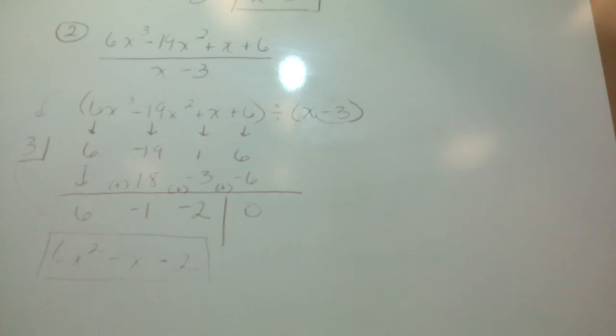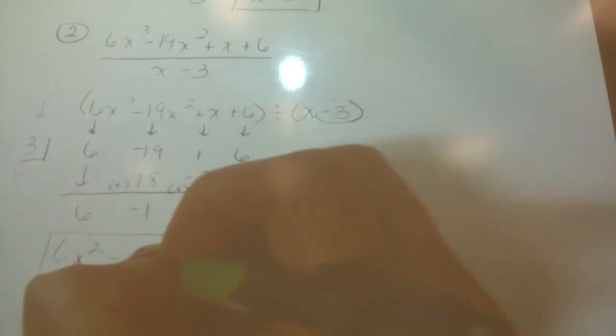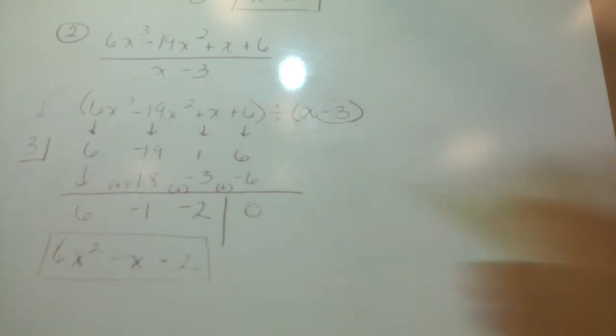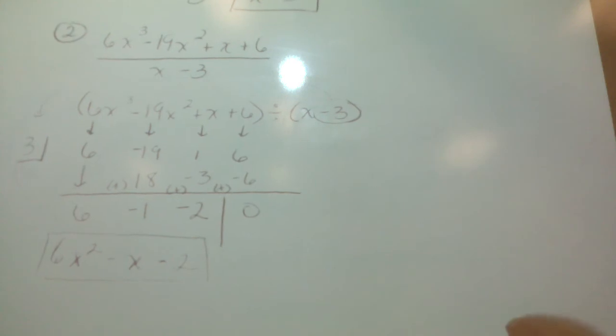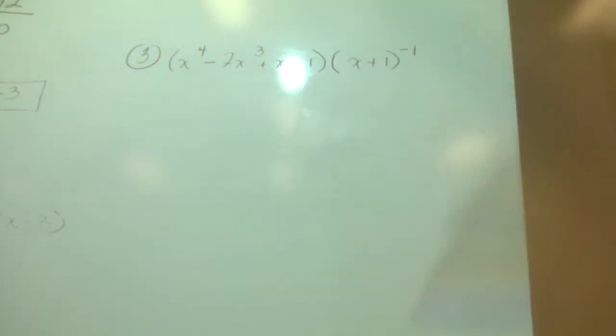Let's take a look at the final problem that we're going to go over. Number 3. Let's move this over. There we go. All right, number 3. Here's what we have. X to the 4th minus 2x cubed plus x minus 1 times x plus 1 to the negative 1.